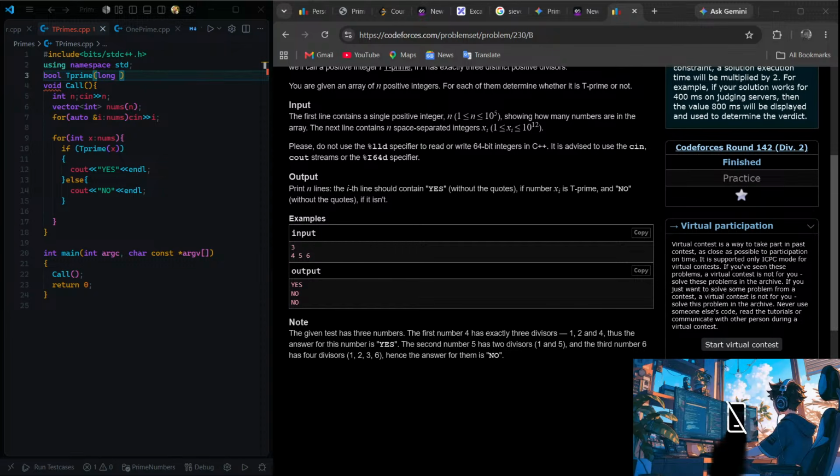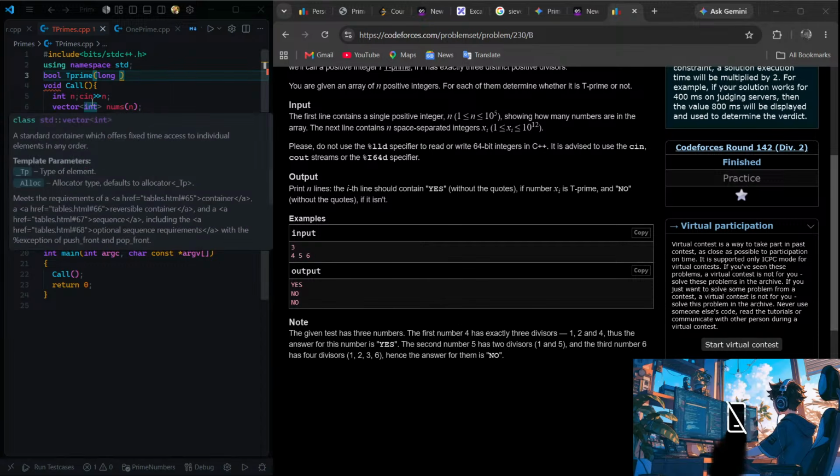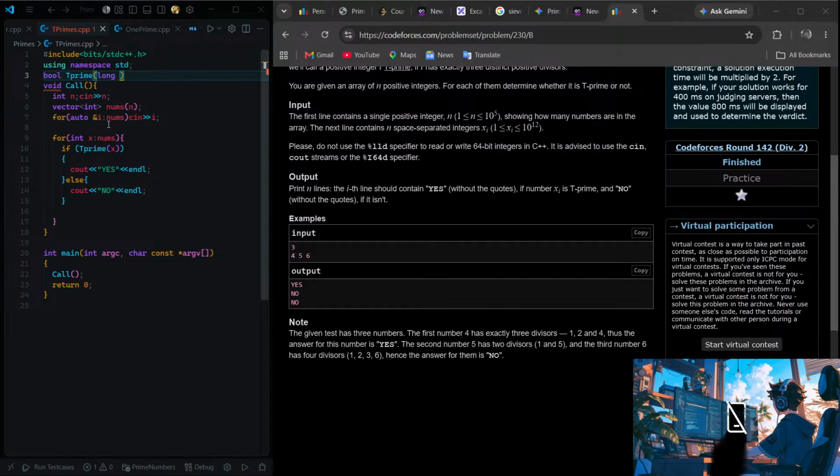Basically the array size will be 10 to the power 5, but the element size will be 10 to the power 12. So I have to take long here, and I also take long x, because I have to check whether this number is T prime or not.